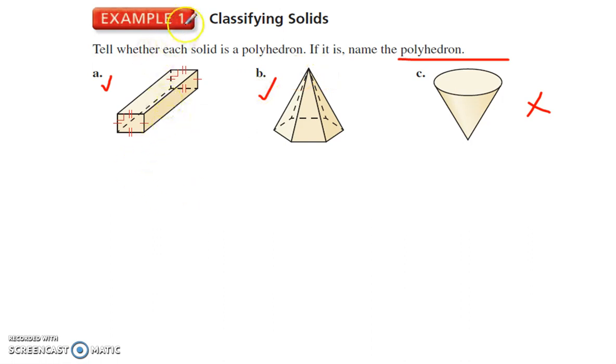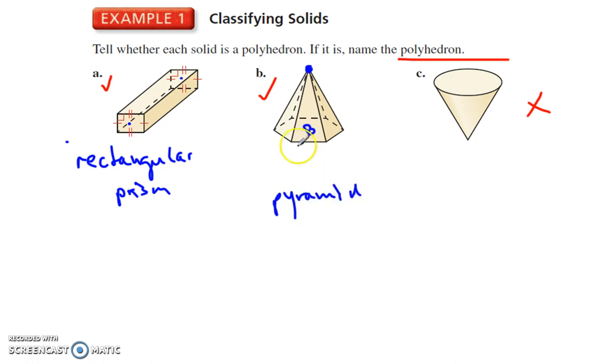Now, polyhedrons are named for their bases. Okay, so this is a prism, because it has 2 opposite and equal bases, and it is a rectangle, so it's a rectangular prism. This is a pyramid because all lateral surfaces come together in one point, and it has one base. This down here is the base. So one base, and all the other faces come together in one vertex, so that is a pyramid. And what type of pyramid? It is again named for its base. It has 1, 2, 3, 4, 5, 6 sides, so it is a hexagonal pyramid.